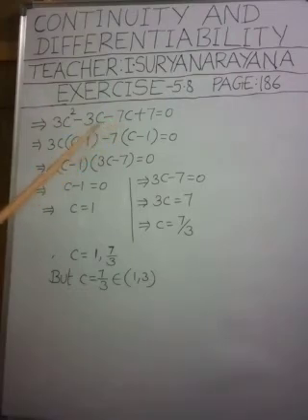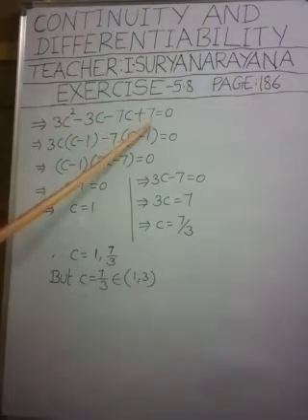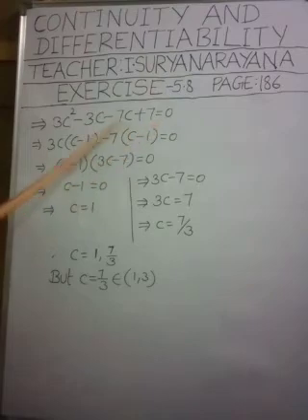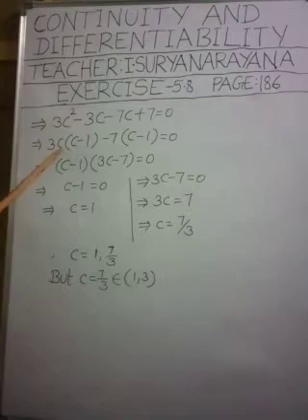Understood these two terms, my dear children? Plus 7. We wrote the last term as it is equal to 0. Understood this step? This implies here from the first two terms 3c is a common factor. We can take it out. 3c is a common factor.